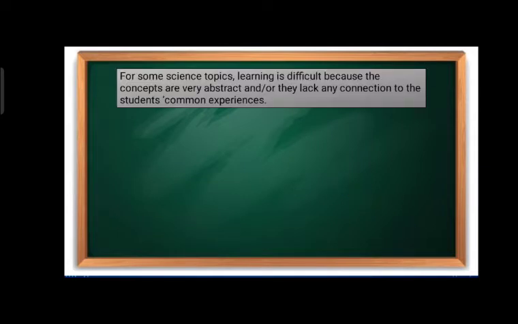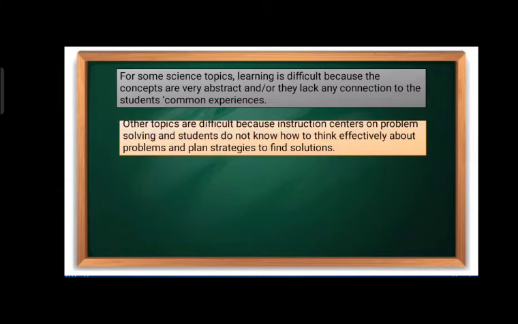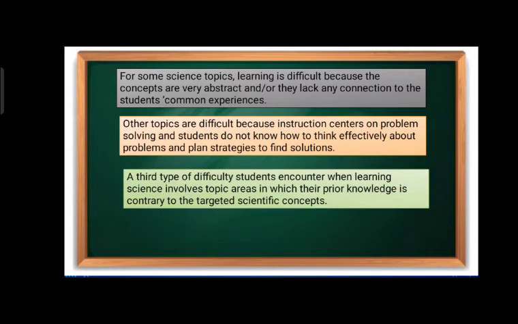For some science topics, learning is difficult because the concepts are very abstract or they lack any connection to the student's common experiences. Other topics are difficult because instruction centers on problem solving and students do not know how to think effectively about problems and plan strategies to find solutions. A third type of difficulty students encounter when learning science involves topic areas in which their prior knowledge is contrary to the target scientific concepts. Teachers should be aware of those difficulties in order to help their students.